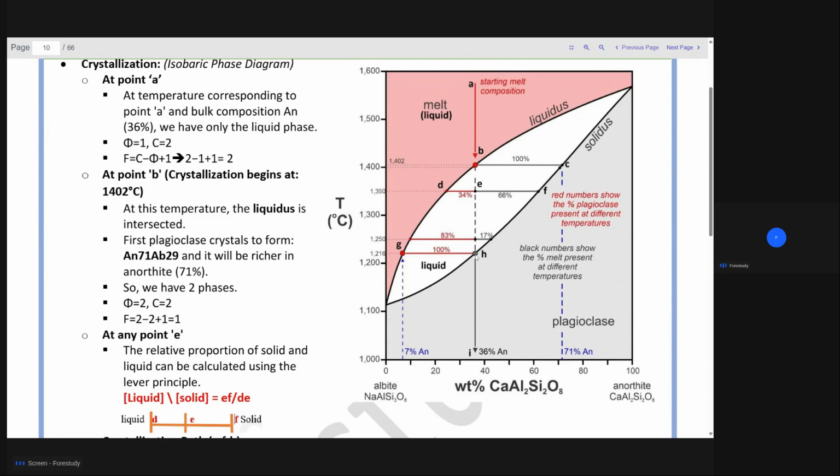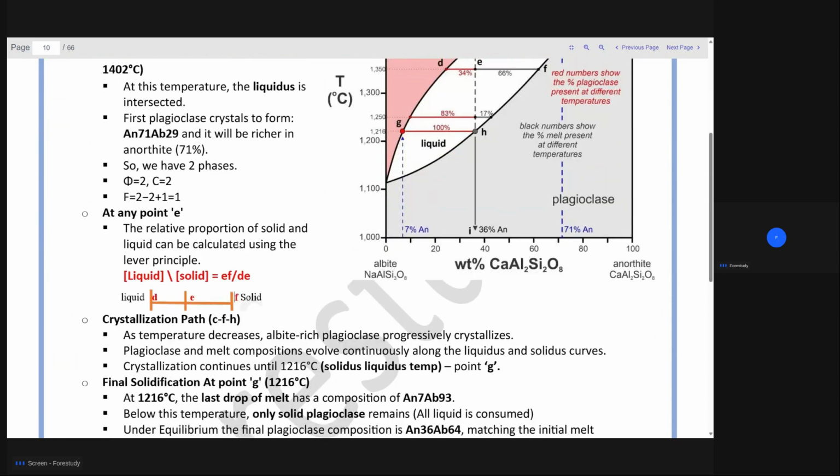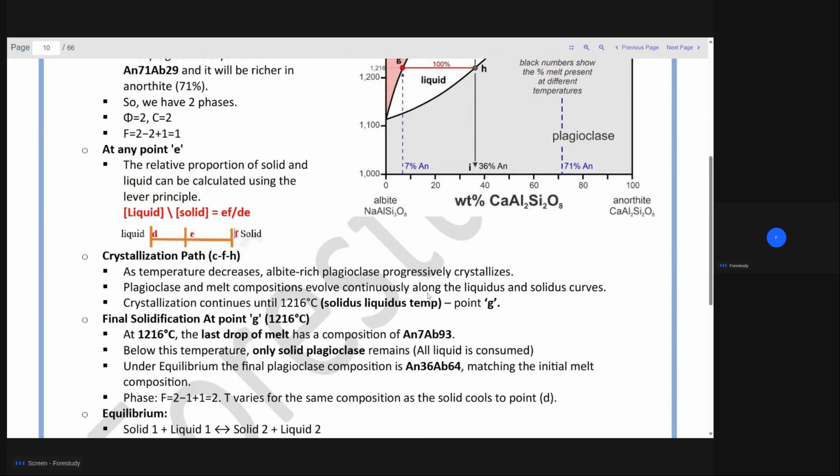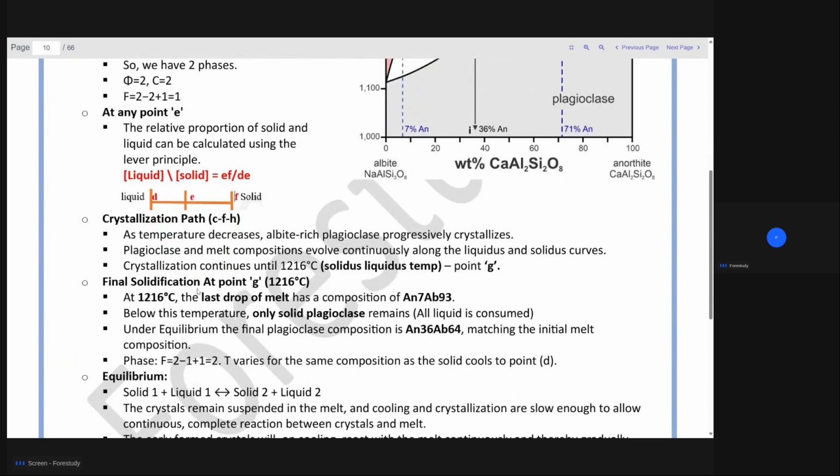Remember, this H is of the same composition as the initial melt A. I think you understood this: how we are getting the last mineral to crystallize having the same composition as the initial melt, that is A. So crystallization will stop at H. Crystallization continues until 1116 degrees Celsius, that is the solidus-liquidus temperature at point G. Final solidification is at point G, the same temperature.